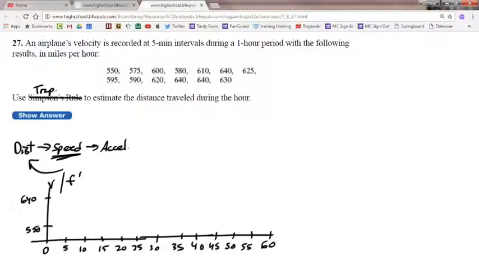At 0 minutes, we're at 550. At 5 minutes, we're at 575. Let's say it's right there. At 10 minutes, I guess they didn't give us labels, but I'm going to put 0, this is 5, this is 10. There's all your minutes. Okay, at 10 minutes, we're at 600, so I'm going to go up to 600. At 15, we're at 580. That's less than 600, so we'll put it right there. At 20 minutes, we got 610, way up there, almost to 640. So there's all your points.